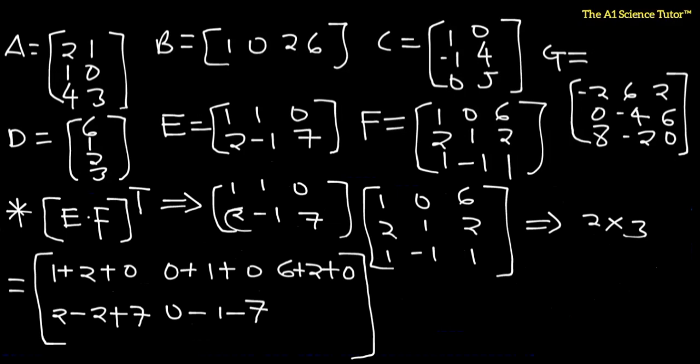Then we have 2 multiplied by 6, so that is 12. And negative 1 multiplied by 2, that is a negative 2. And 7 multiplied by 1, that gives us 7.